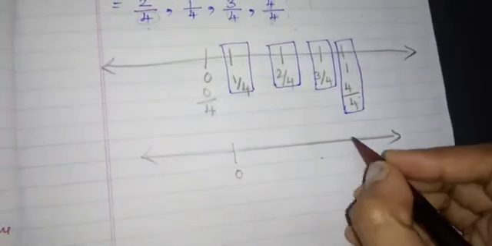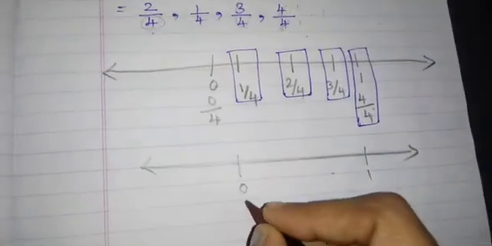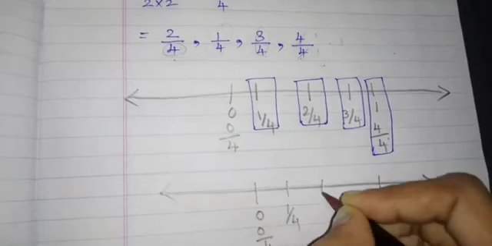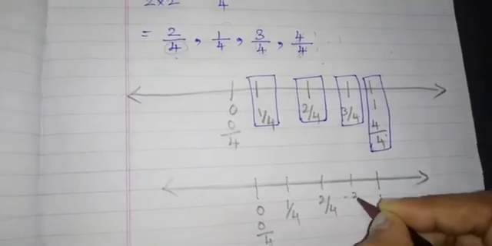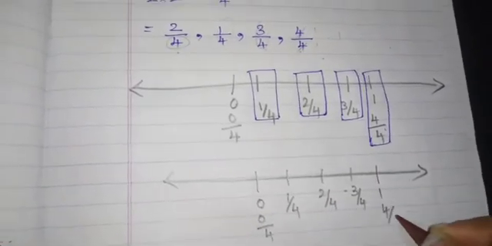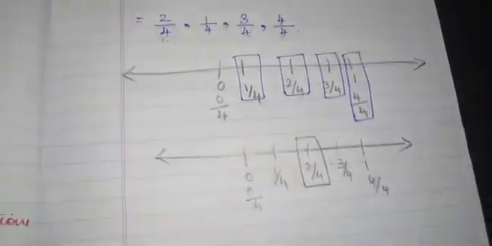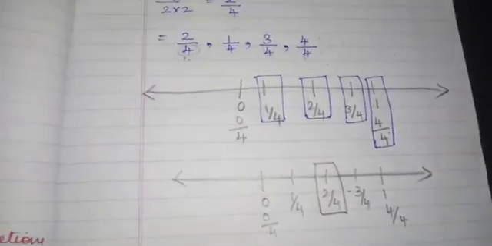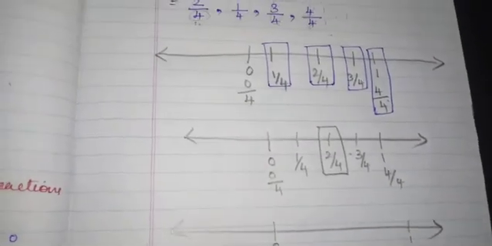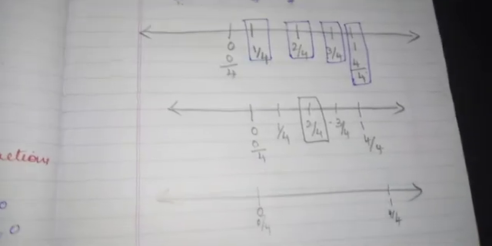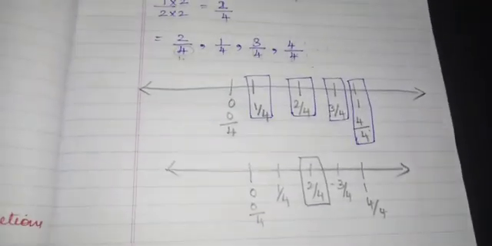I told you it lies between 0 and 1. Right. So 0 by 4, 1 by 4, 2 by 4, 3 by 4, 4 by 4. What is the first value? 2 by 4. Where is it lying? Here. That's all. In the second number line, I told you it lies between 0 and 1. 0 by 4, 4 by 4. What is the second value? 1 by 4, right?